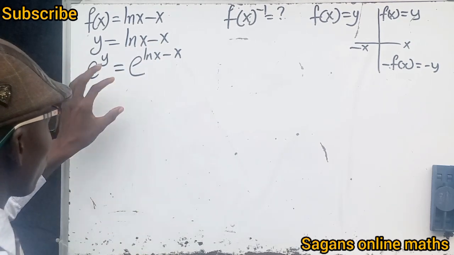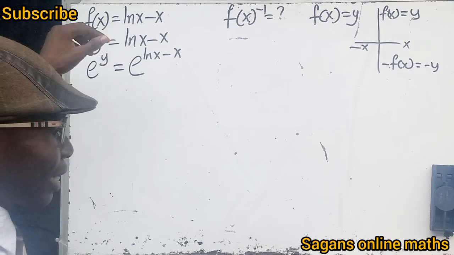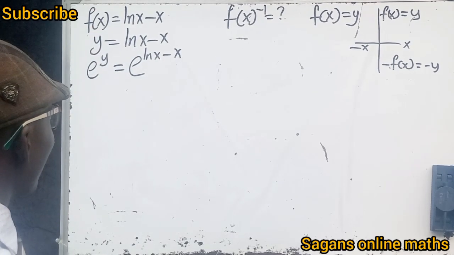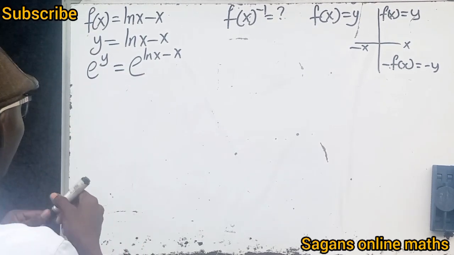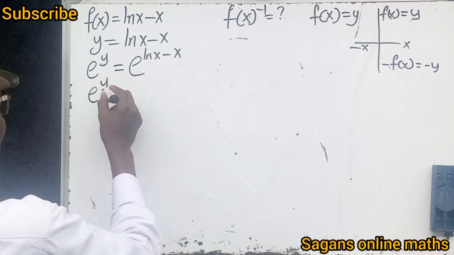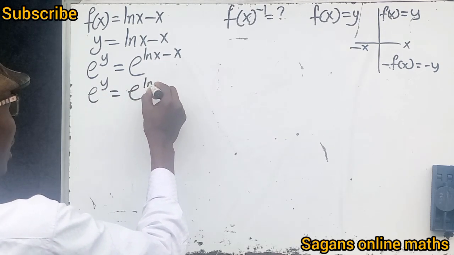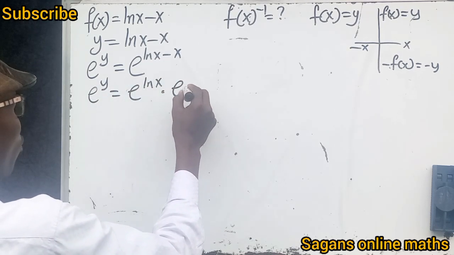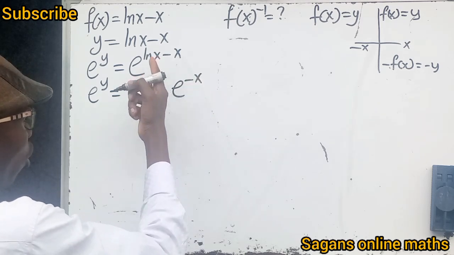Why are we doing this? We are doing this so that we can attend to this problem. That's why we are doing this. Now let's also obey the law of indices here. So now see that e raised to the power of y is equal to e raised to the power of ln x multiplied by e raised to the power of minus x. We are obeying the law of indices.